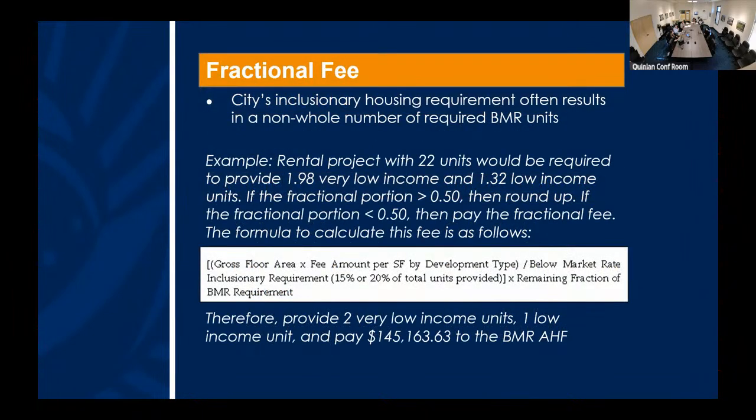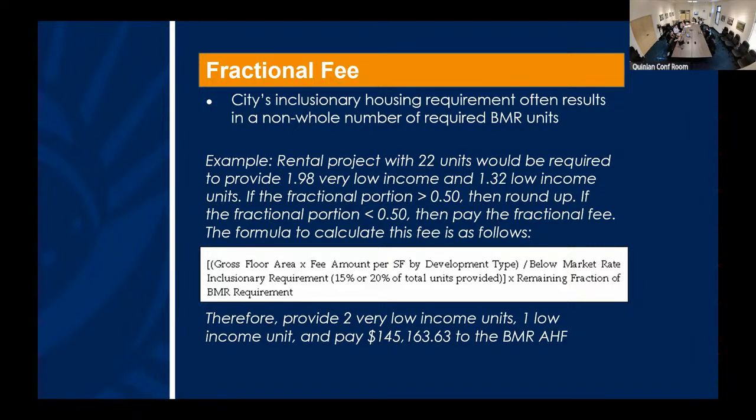Okay. First, let's go into how we calculate the fractional fee. We're going to run through an example. As I said before, the city's inclusionary housing requirement often results in a non-whole number. It's very rare that it's exactly 4 or exactly a certain number. So in the example of a rental project that's got 22 units total, they would be required to provide 1.98 very low income units, which is the 9% of the project, and then 1.32 low income units.